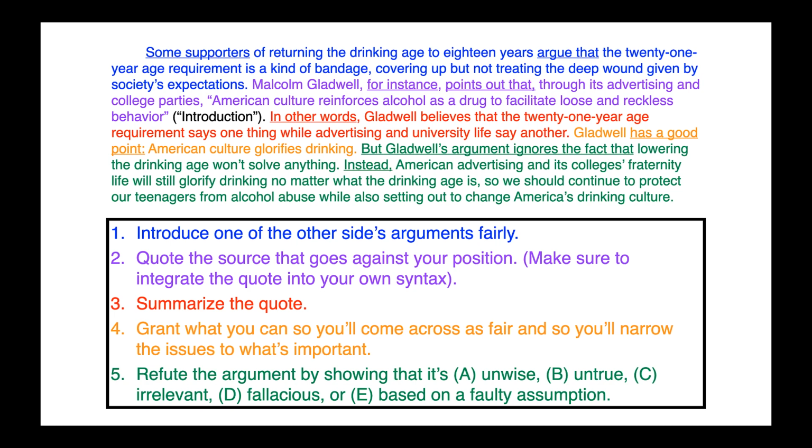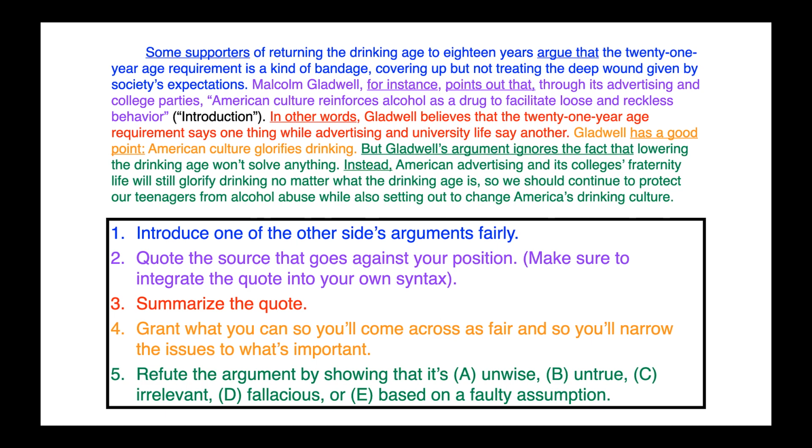And now I'm going to really be fair here. I'm going to grant what I can. I want to come across as fair. I also want to narrow the issues. This is another reason why I grant what I can. I don't want to belabor points that we really agree on. So I'm going to go ahead and put what we agree on out front.